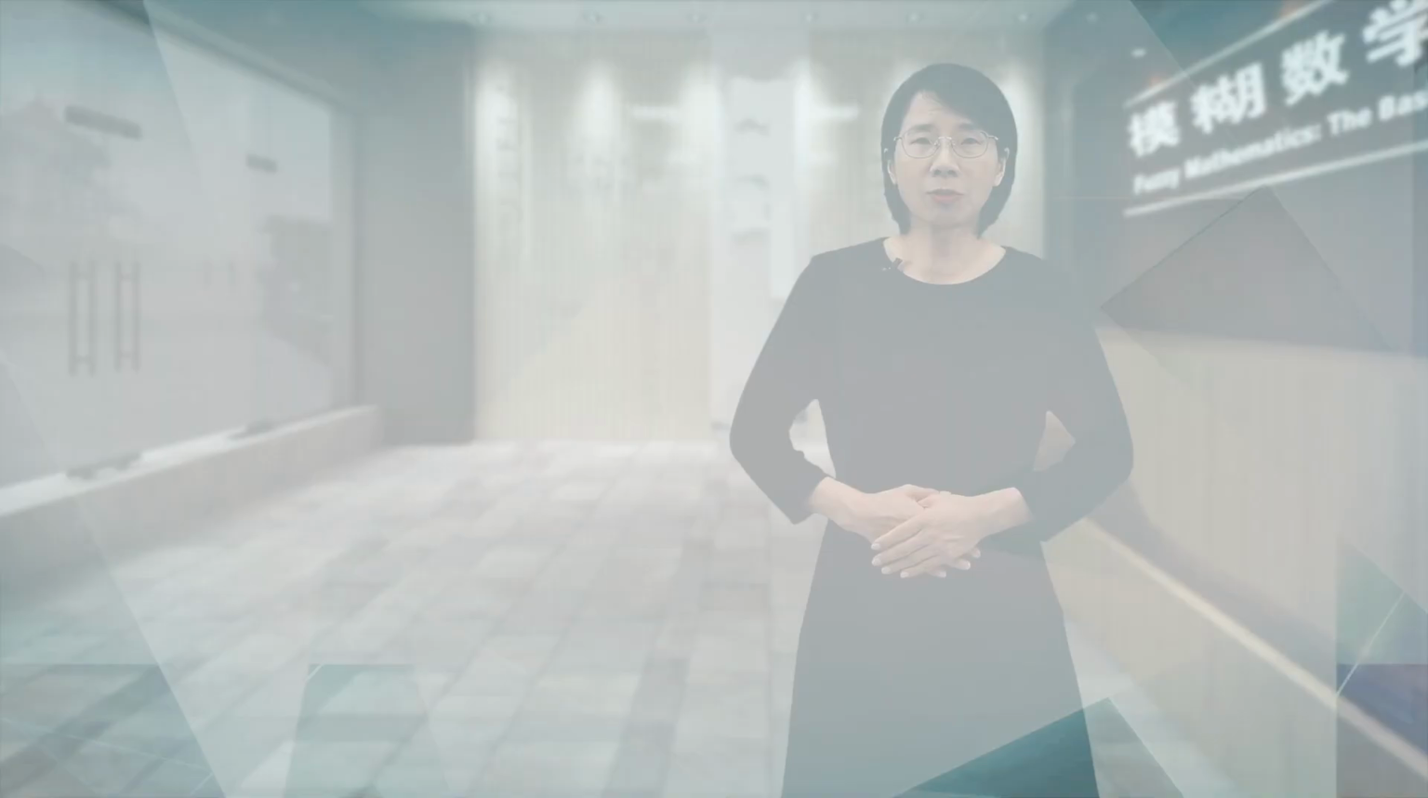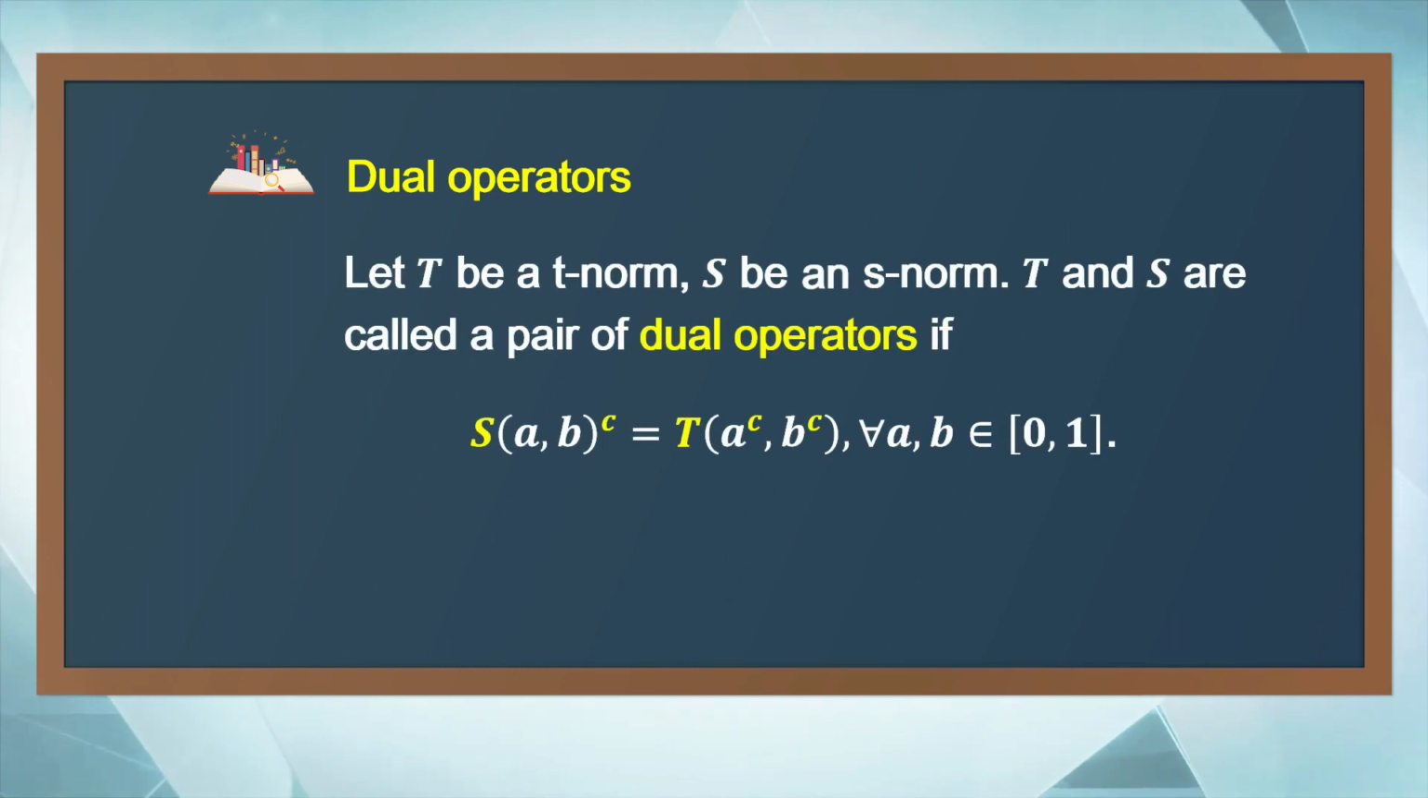Next, we will introduce the definition of dual operators. Let T be a t-norm, S be an s-norm. T and S are called a pair of dual operators if the complement of S of A, B is equal to T of the complement of A and the complement of B for all A, B in the closed interval from 0 to 1.